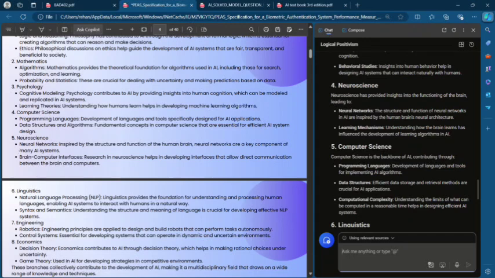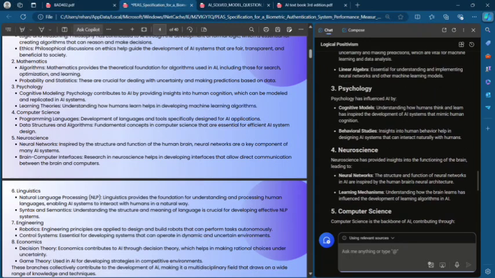Then neuroscience. Here they have said neuroscience: neural networks and learning mechanisms. You have already learned about neurons, right? Neural network: the structure and function of neural networks in AI are inspired by the human brain's neural architecture. Nothing you have to explain; just say that neural networks are inspired by the human neural architecture, how it processes the input and transmits the output. Same thing you see here: neural networks inspired by the structure of the human brain are a key component of many AI systems. Because it should be connected, right? Worldwide connected, that is also a neural network. The internet you can also call a neural network.